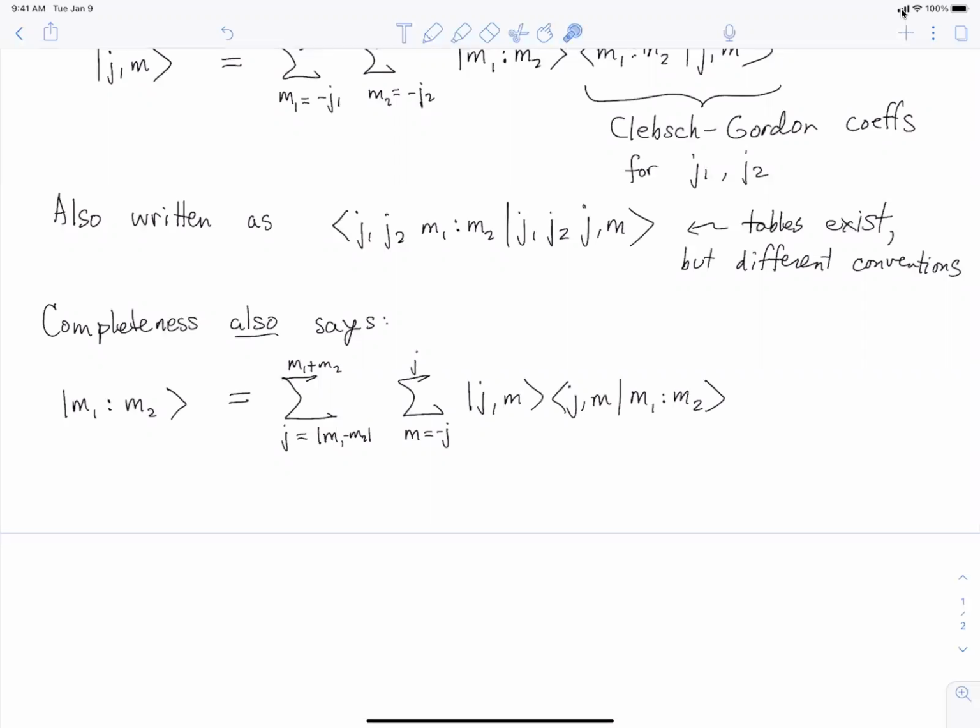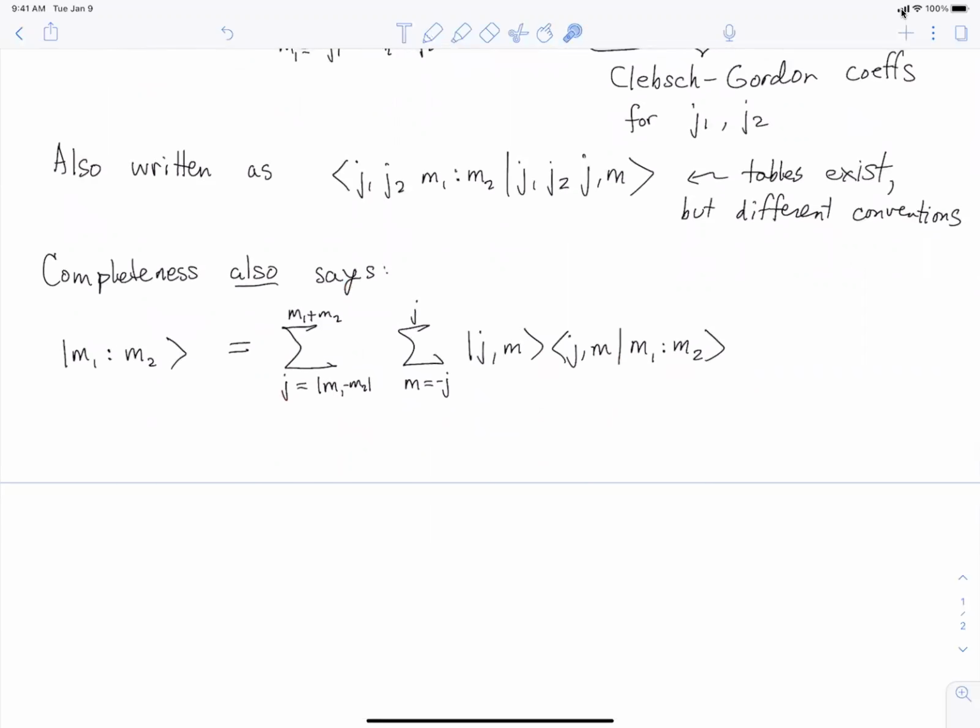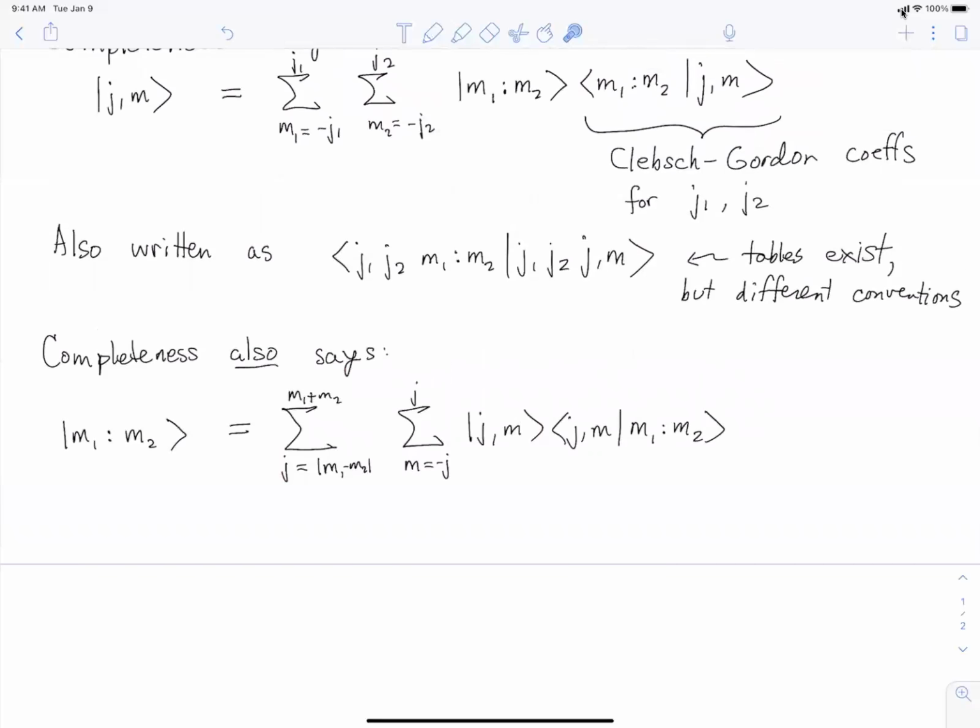Okay, so again, this is the identity operator. It's just written differently now. And so now I've got the total angular momentum states, and I've got these coefficients right there. And the key thing to notice is that these are almost the same coefficients. In fact, if you stare at this, you'll realize that's the complex conjugate of this. And so these are the complex conjugates of the Clebsch-Gordon coefficients.